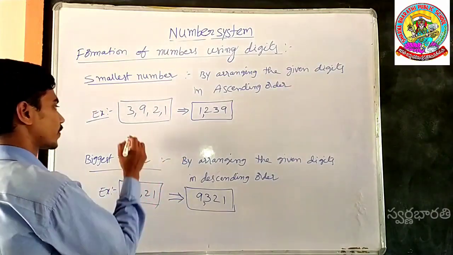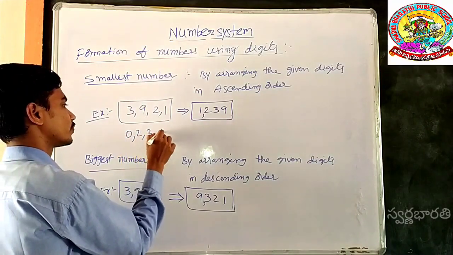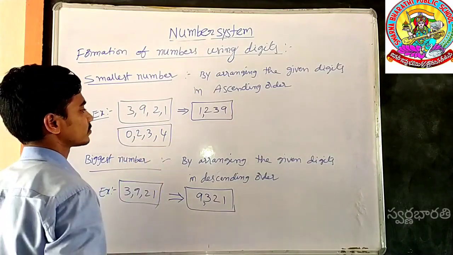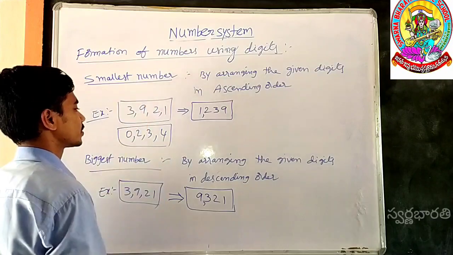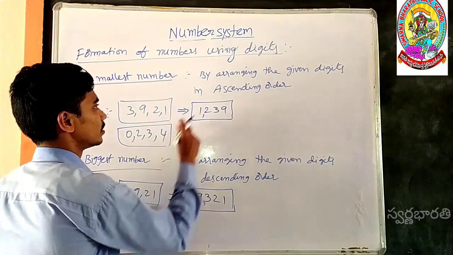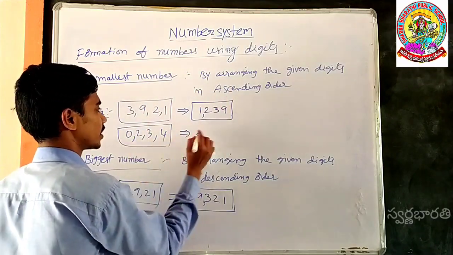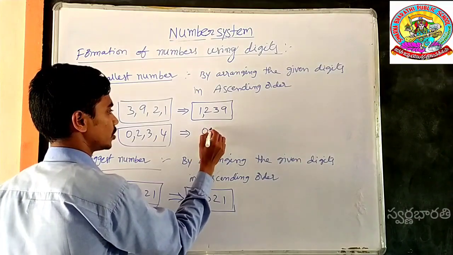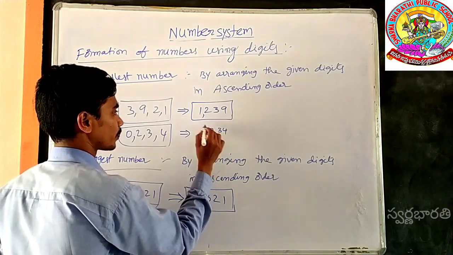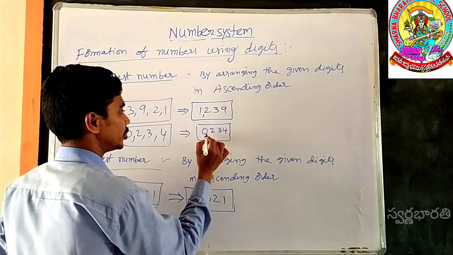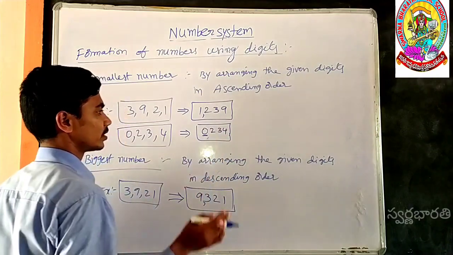Here is a special case. For example, 0, 2, 3, 4 are the digits. How can we form a smallest number? By simply arranging in ascending order, which means smallest to biggest: 0, 2, 3, 4.